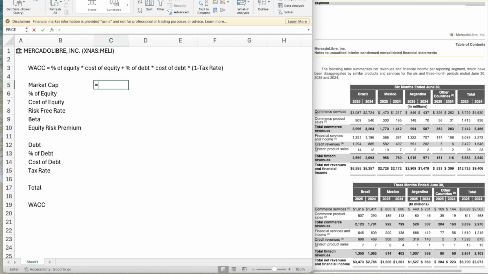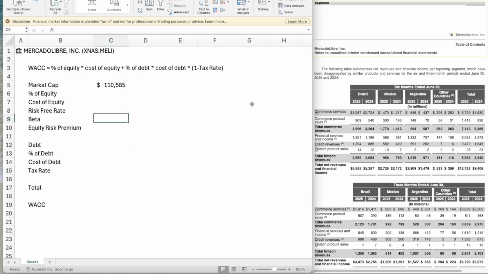So market cap is quite easy. We just go A1 parentheses market cap. Now remember to divide by 1 million because the statements are done in millions. So 110,585 means that MercadoLibre's market cap is 110 billion 585 million.